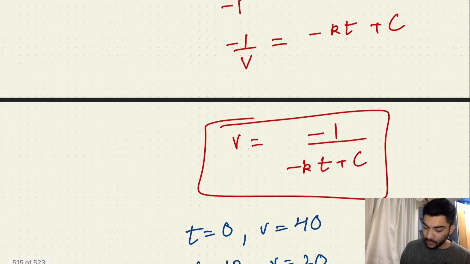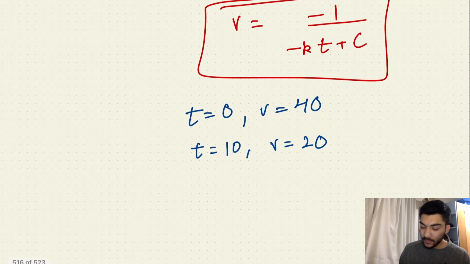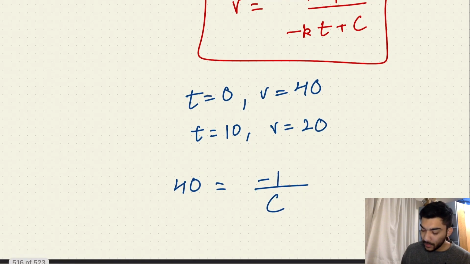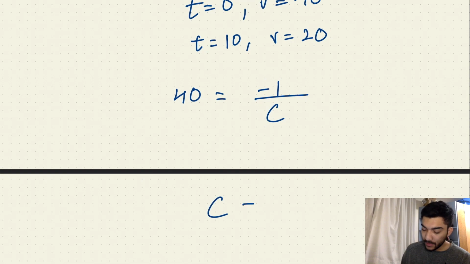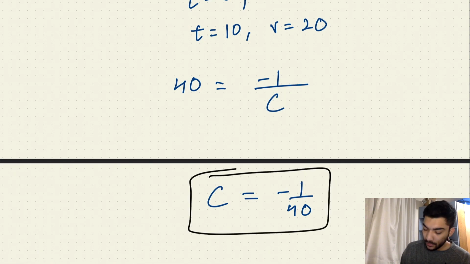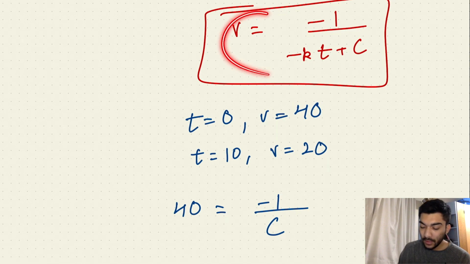Which is given over here. So let's substitute that. Let's use the t equals 0 condition first. So v equals 40, t equals 0, so the kt term would be 0, and this is minus 1 by c. So your c is negative 1 by 40 in this case. So you got the value of your capital C, and now we can use the second condition over here to calculate the value of k in this case.